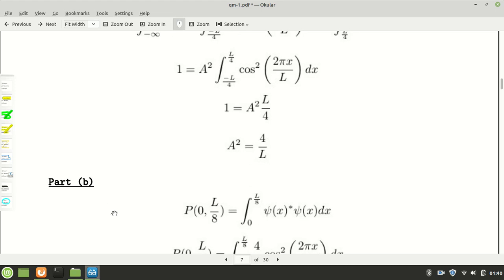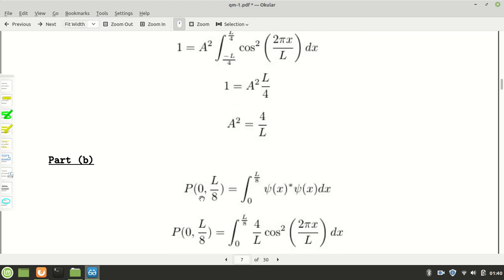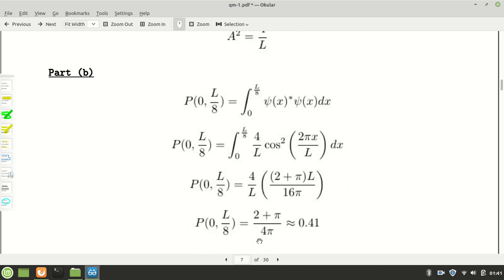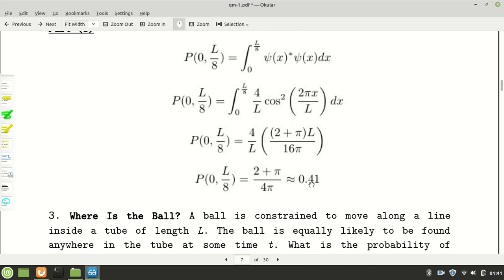So the second part, what is the probability of finding the particle between 0 and L by 8 distance in the right hand side of the region? So the integration should not be done over the whole space, it should be done from 0 to L by 8. So you know the psi now, you know the A, put all those things and do the integration. You will get the result 0.41, that is 41% chance of getting the particle in the region 0 to L by 8 as the particle moves within the limit minus L by 4 to plus L by 4.